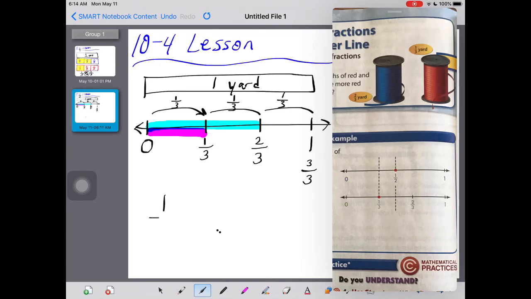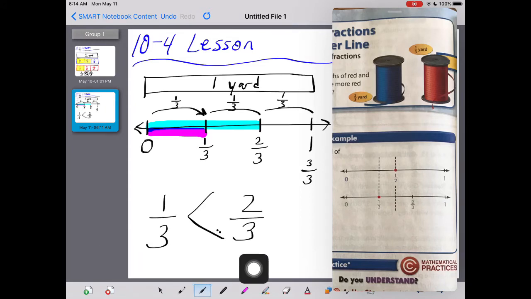Let's do that. So we have the red, which is 1/3, and then we have the blue, which is 2/3. And then we can see that the red only went this far, and the blue went this far, and so the red is definitely less than the blue. So the 1/3 is less than 2/3.